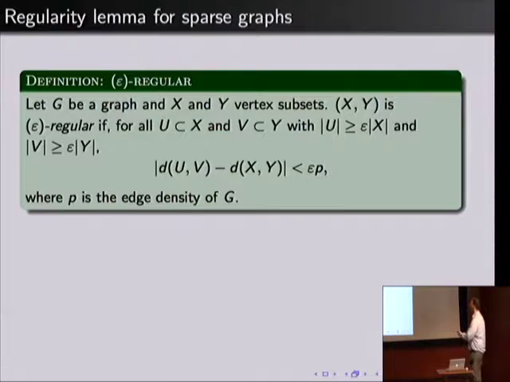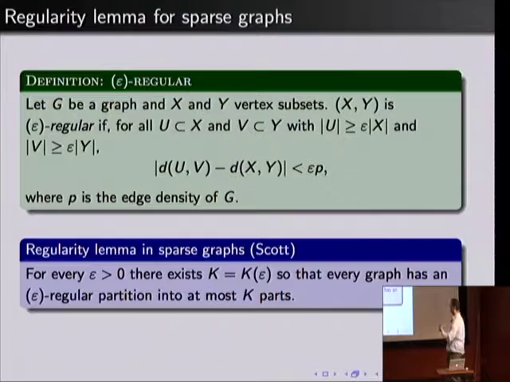And I'm going to state the regularity lemma in the new version of Scott, the sparse regularity lemma. So the original version of Kohayakawa and Rödl, they added an additional assumption, which is helpful for the proof, that between any two large subsets, the edge density doesn't go up too much. There's no dense spots in the graph, really. And Scott found a way around it, and you get exactly the same regularity lemma as you have in dense graphs.